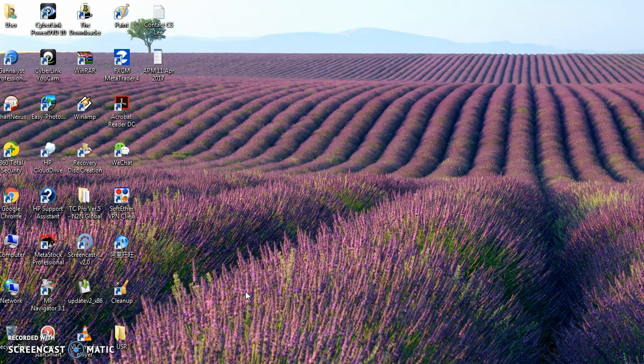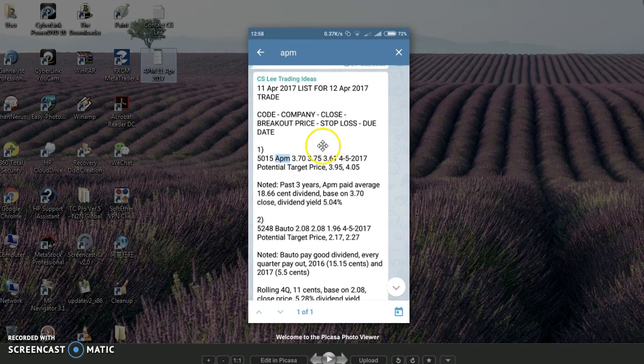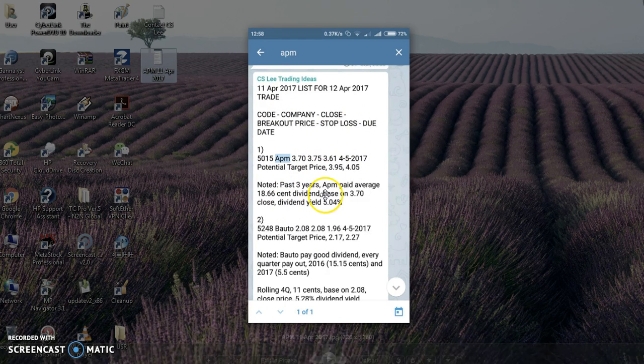Today I'm talking about one automotive counter, which is named APM. I think if you join many channels today, they start mentioning APM. Just to recap what has been done over the last month, APM was already detected by the 20 days breakout strategy on 11 April.